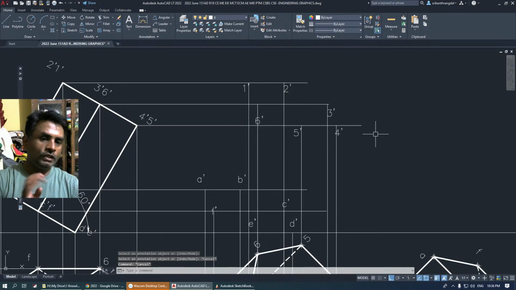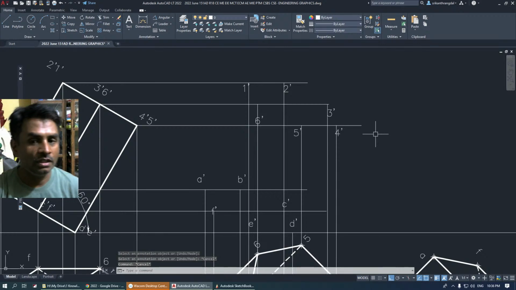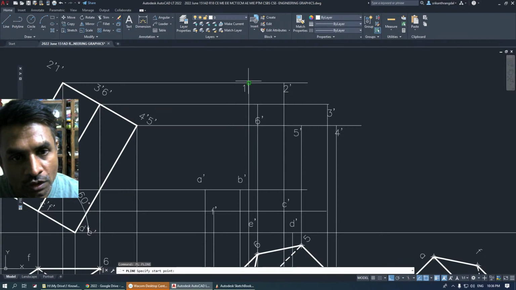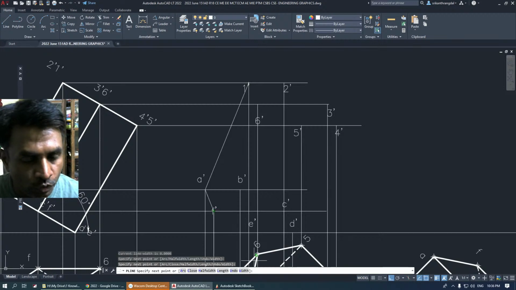Now that we have all the points, we just need to be able to join them. While joining, I had told you to be careful. You have to join them very carefully. So first, we just need to join all the outermost boundary.